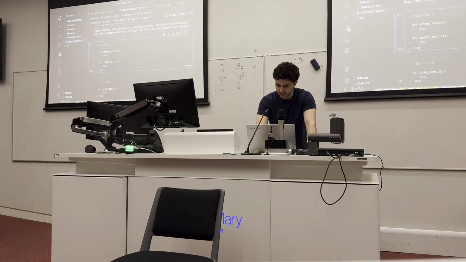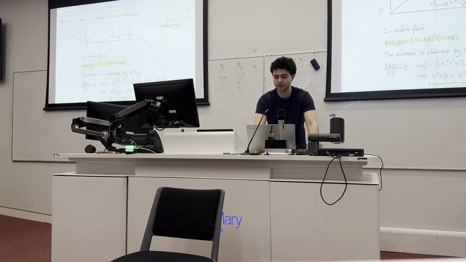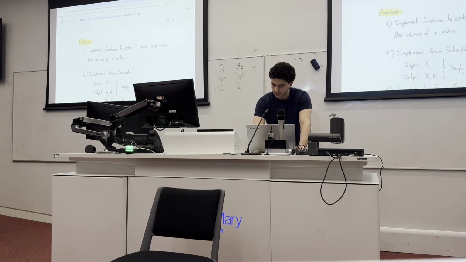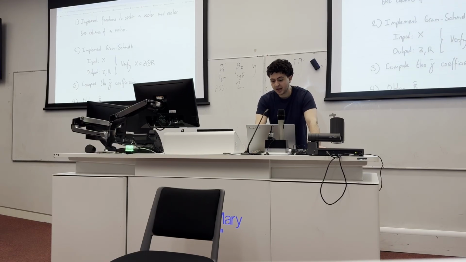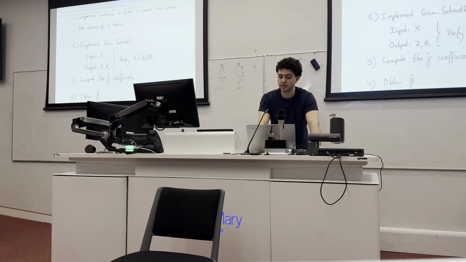These are going to be the exercises, which are pretty much what we did today, step by step, so that you can actually code it yourself. That's why I also include some pseudocode. First, you're going to have to implement functions to center a vector and then center the columns of a matrix. So we're just looking at the columns, calculating the mean, and subtracting it from each one of the observations. Then you're going to implement the Gram-Schmidt algorithm. You give it the matrix X, and you have to output the matrix Z and the matrix R.